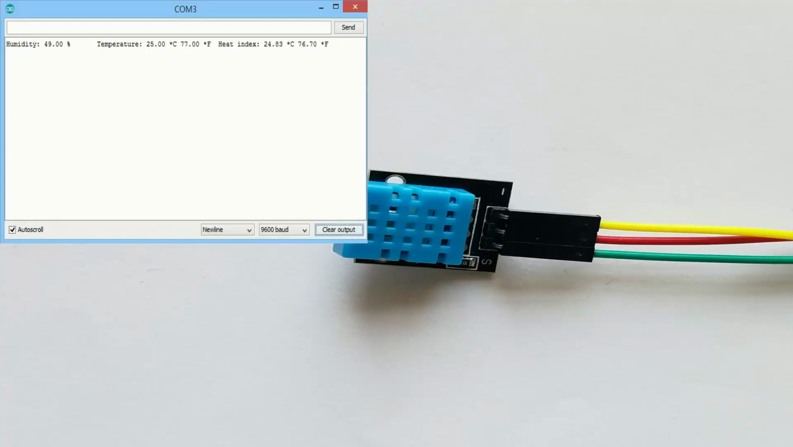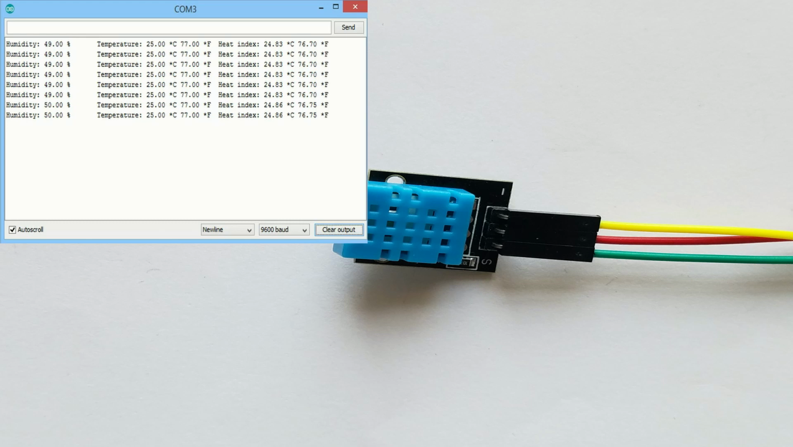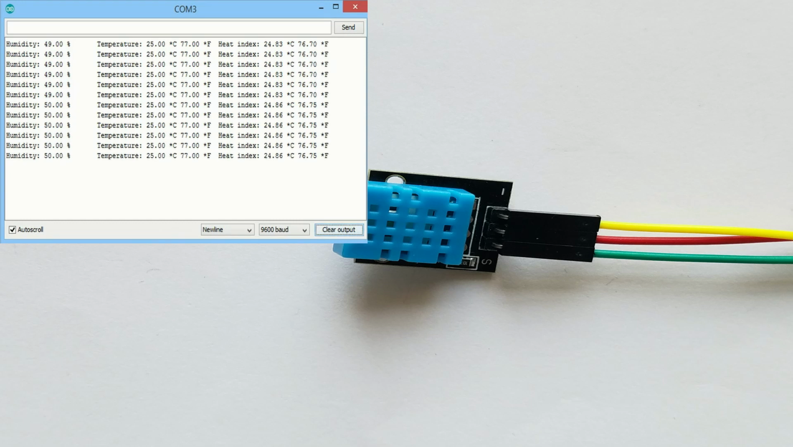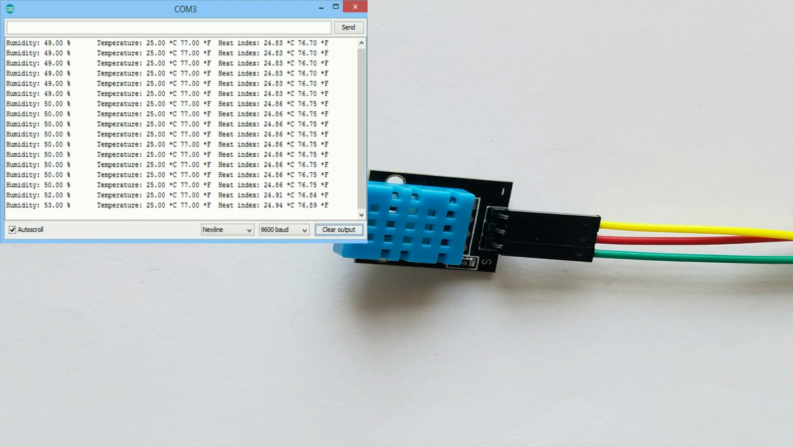This module can measure the temperature from 0 degrees Celsius to 50 degrees Celsius with an error scale of plus minus 2 degrees Celsius and a humidity from 20% to 90% with an error scale of plus minus 5%. It can be connected to any kind of microcontroller boards, but the wire must not exceed a maximum length of 20 meters. This sensor is a single wire serial interface that allows fast and easy system integration.